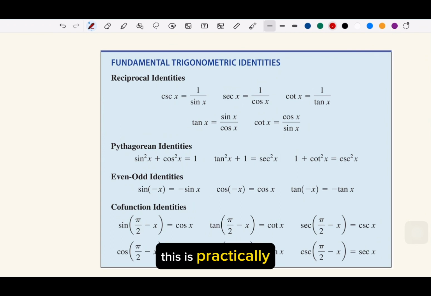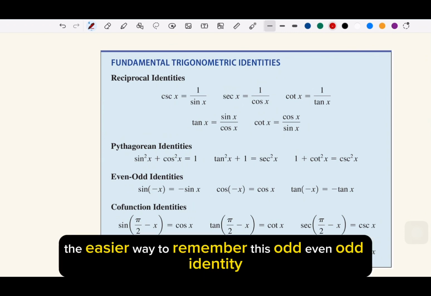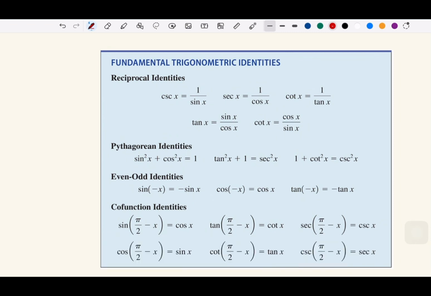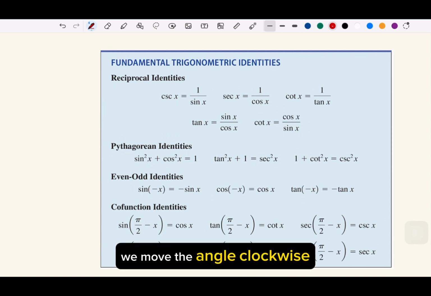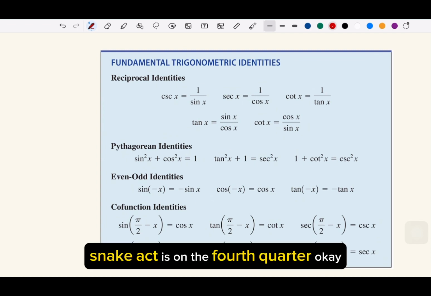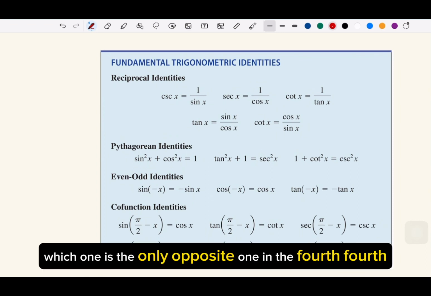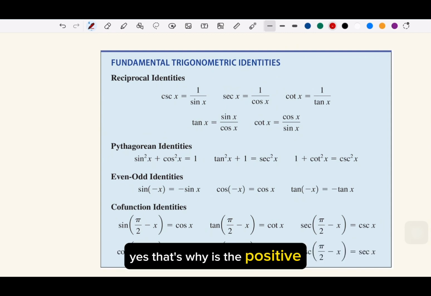This is practically the easier way to remember the odd and even identities. Remember that when we have negative x, we have a negative angle. We move the angle clockwise. So more or less, this negative x is in the fourth quadrant. So when we have the fourth quadrant, which one is the only positive one? Cosine, in the fourth. Yeah, that's why it's positive. The others are negative.